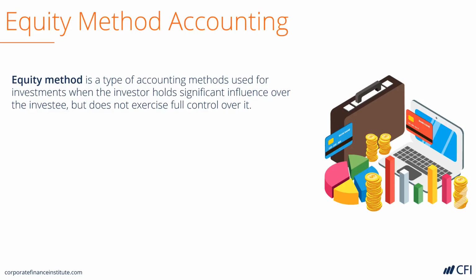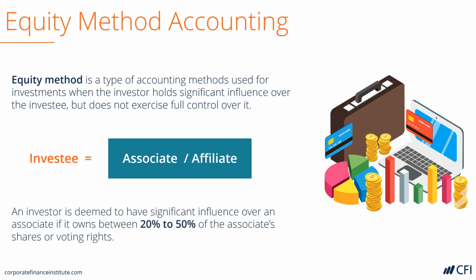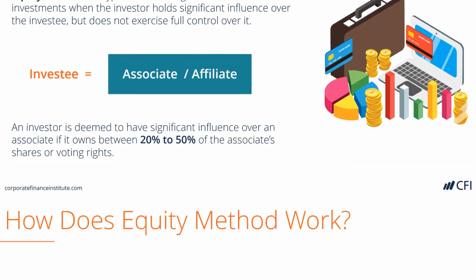Equity method accounting exists when a company has an investment in another business that it has influence over but not full control. The investee can also be called the associate or affiliate. And this occurs when the company has a 20 to 50% investment in the business, meaning it controls 20 to 50% of the voting rights.